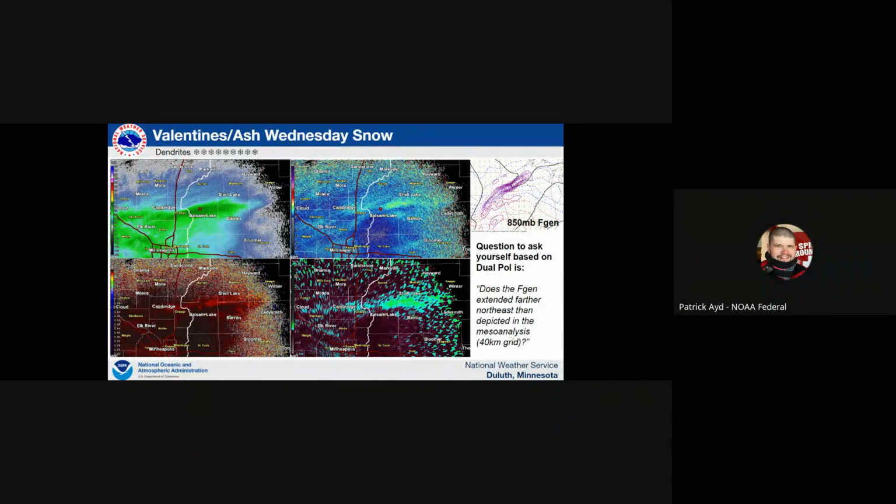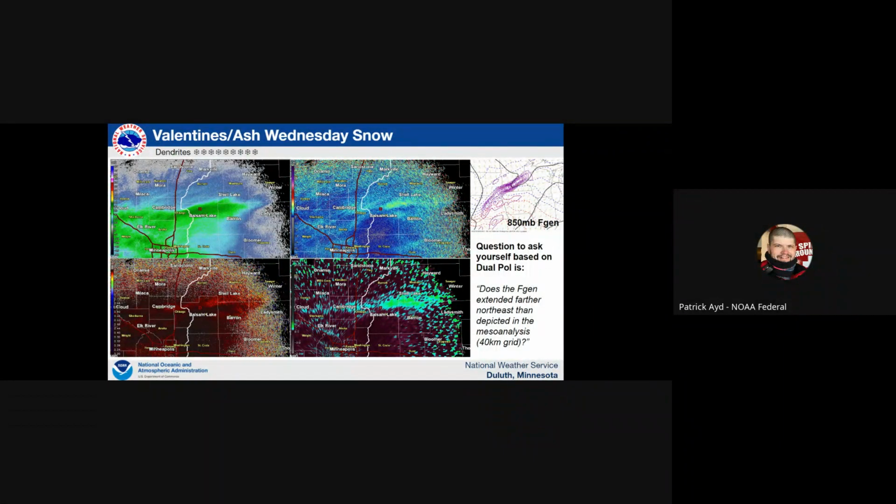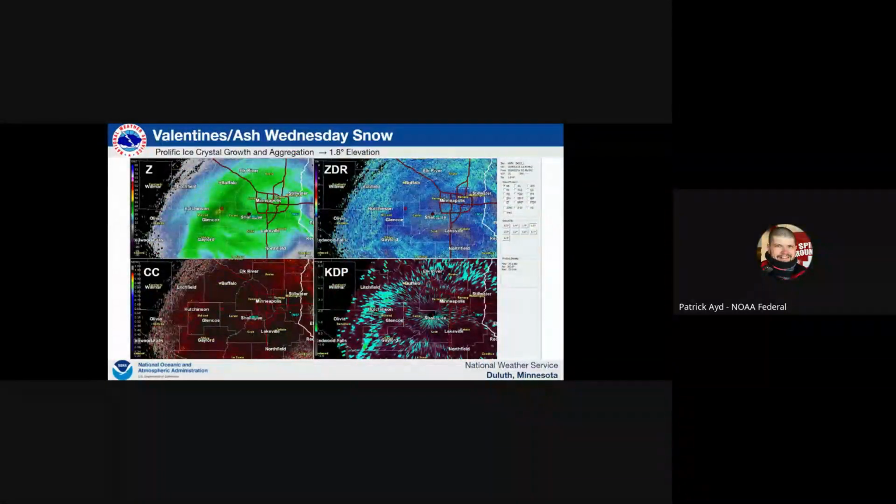And then you can ask yourself, does this strong zone of FGen from across southwest Minnesota, arcing, or trying to get into the Twin Cities, does it extend a little bit further to the northeast? So you can start to question, put all the pieces together: is this 40-kilometer mesoanalysis capturing the potential for the FGen as much as the radar is suggesting? Are we maybe having a stronger FGen band that's a little bit further to the northeast than what the mesoanalysis would say? I don't know in this case, but it's a question at least to ask yourself based on the radar trends.